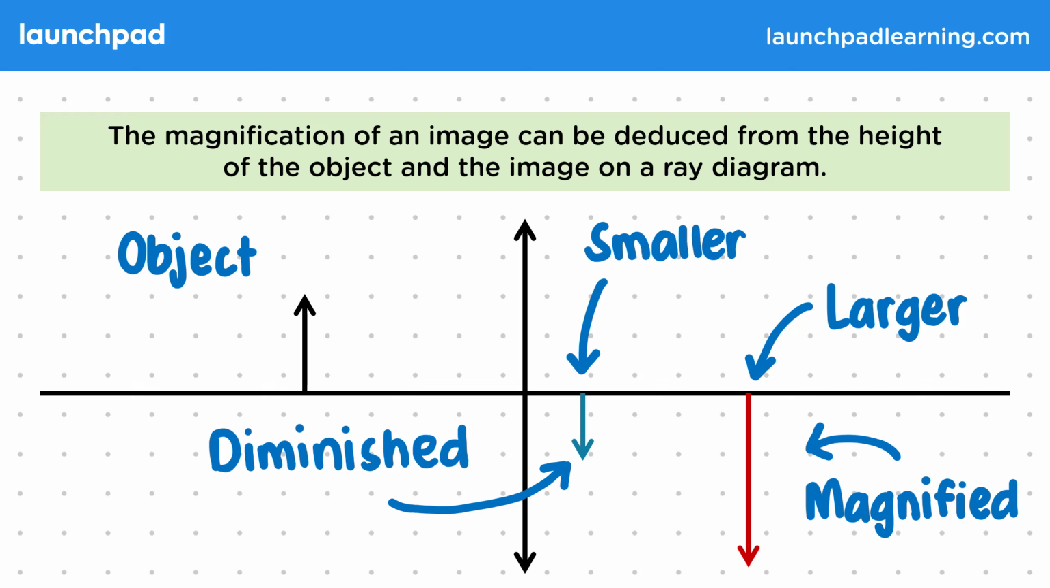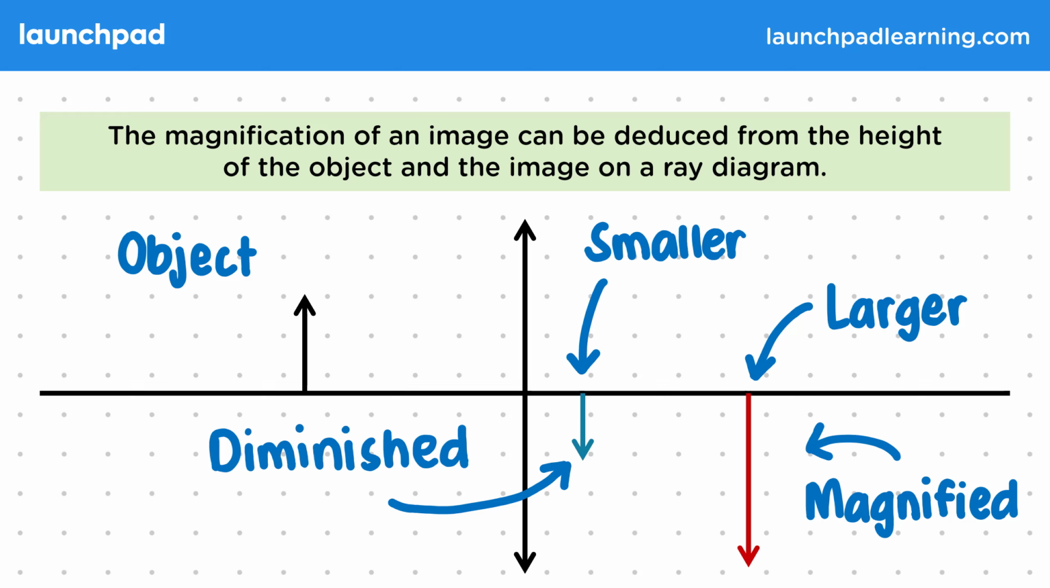Real images from convex lenses are diminished if the object is more than 2 focal lengths away from the lens. Now remember that a convex lens curves outwards. We represent this in a ray diagram with a double outwards arrow like this. The principal axis is then the line along which a light ray won't refract. Rays parallel to this line will converge at a point called a focus. The distance from the lens to one of these points is called the focal length.